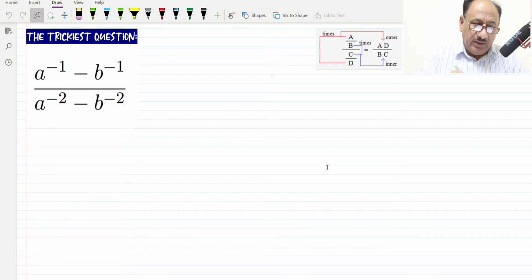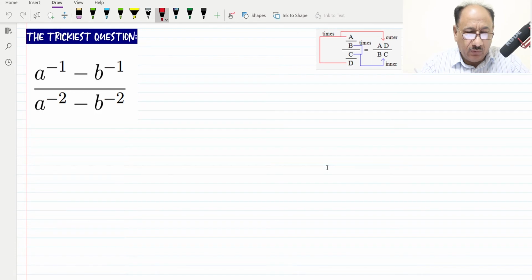So there is one main fraction. Before going to the question, I'll go through the details of the fraction over fraction rule. Then we will solve this given question. What is the fraction over fraction rule? Fraction over fraction.